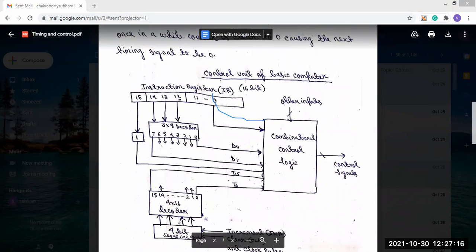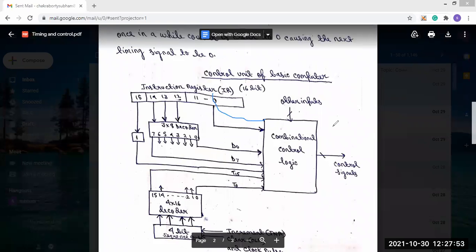This sequence counter is of 4 bits, and where will it go? This 4-bit sequence counter will go to the 4 into 16 decoder as the 4 inputs. And 16 outputs will be produced. These 16 outputs, from T0 to T15, are the timing signals. These timing signals will go to the combinational control logic, which produces the control signals.